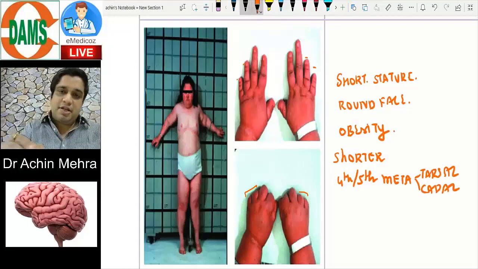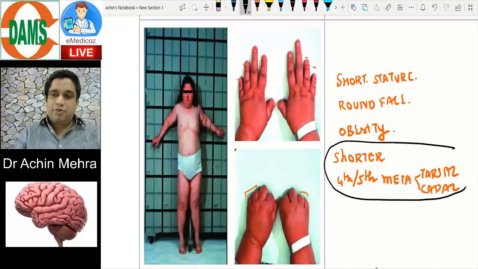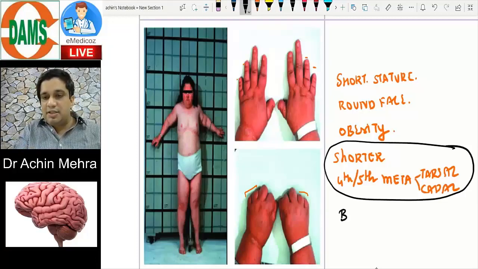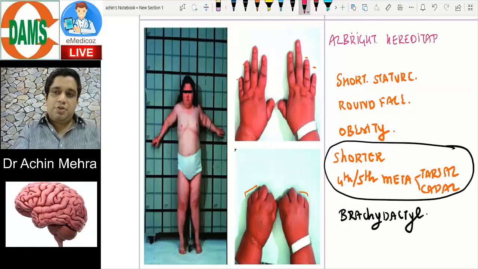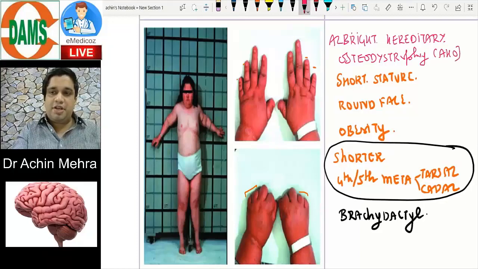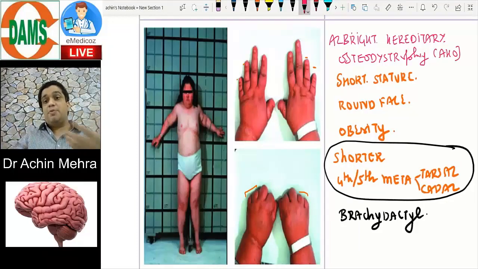Yes, this particular kind of a phenotype, the shorter fourth and fifth bone of the hand and the feet, is known as brachydactyly. And you're quite near to your diagnosis. Yes, you all know this. This is nothing but your Albright hereditary osteodystrophy. Albright hereditary osteodystrophy. AHO phenotype. And don't forget that is seen in patients of pseudohypoparathyroidism and even pseudopseudohypoparathyroidism. Okay.